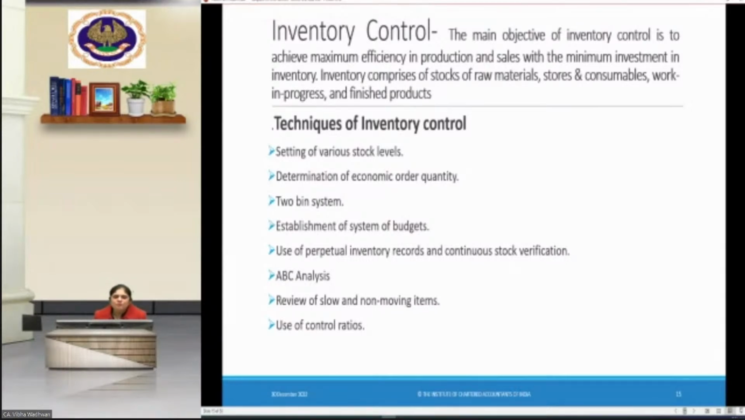So basically we do it by setting up various stock levels. Then we determine the economic order quantity. Then there's a 2-bin system, establishment of system of budgets. We use perpetual inventory records. Perpetual means it's a continuous process. The storekeeper maintains the inventory with every receipt and every issue. So it's a continuous stock taking by the storekeeper. Then ABC analysis, review of slow and non-moving items, and use of control ratio. So these are the techniques we use for inventory control. Some of them, of course, we have included in detail here.